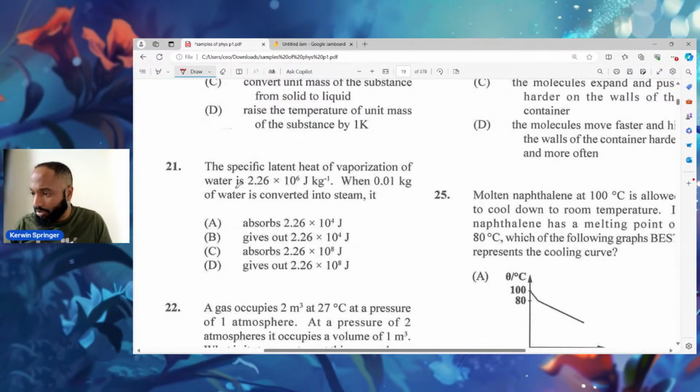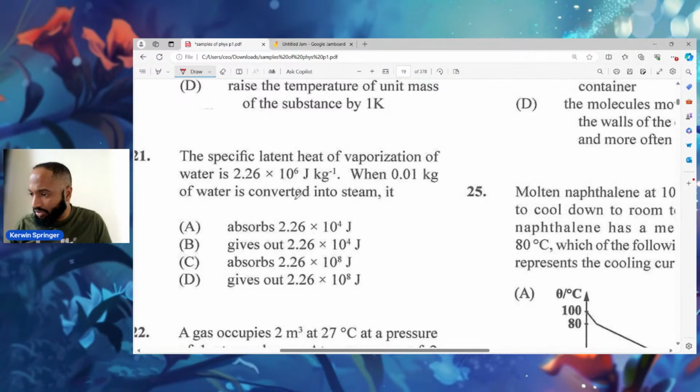The specific latent heat of vaporization of water is this. When 0.01 kilogram of water is converted into steam, it absorbs less. Because this is how many joules per kilogram. So if it was 1, it would absorb that. So it would absorb 1/100 of that. So I need to drop by 2. So A is the answer. It'll absorb less, right?